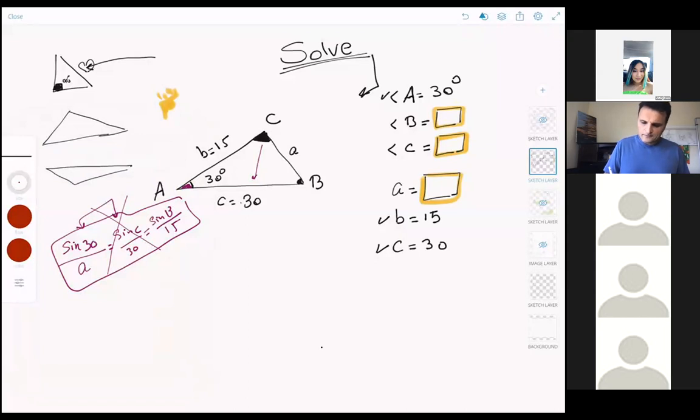So law of cosine, anytime we have the length of two sides, we have b and c, and the measure of the angle between them, then law of cosine will work. So I'm going to say a squared equals b squared plus c squared minus 2bc cosine of a.